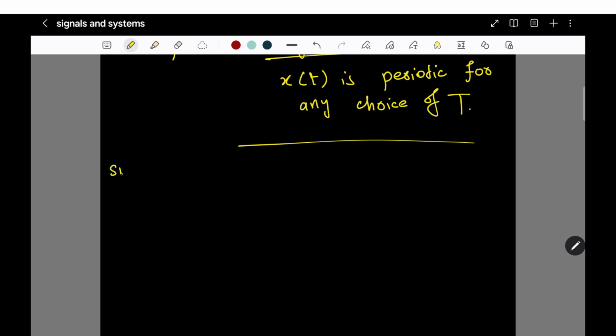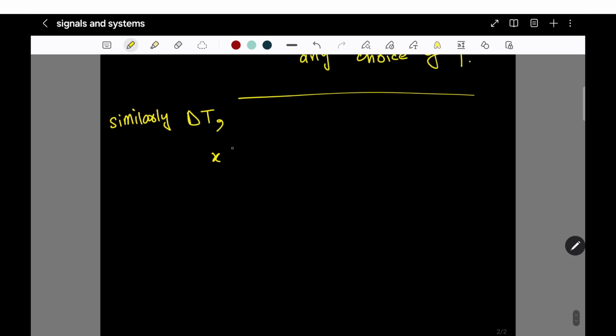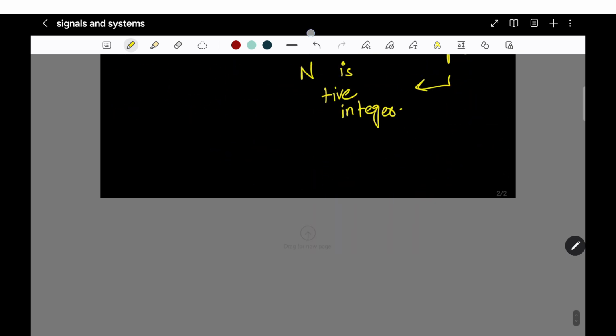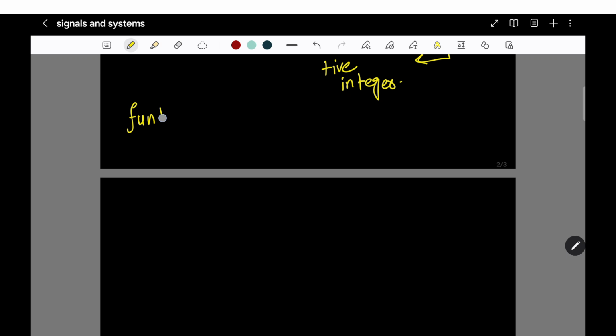Similarly, for discrete time signals, you have a signal x of n, and if this signal repeats itself after certain samples, then it is called a periodic signal with period N. But remember, a very important thing here is that N should be a positive integer. And similarly, you can say that in this case the fundamental period is N of 0.